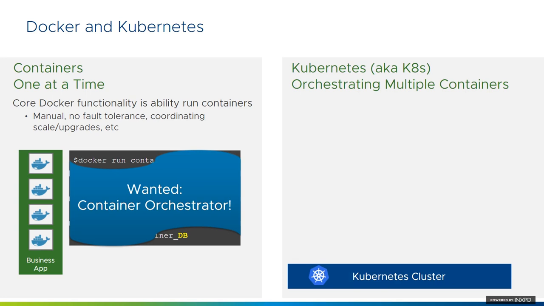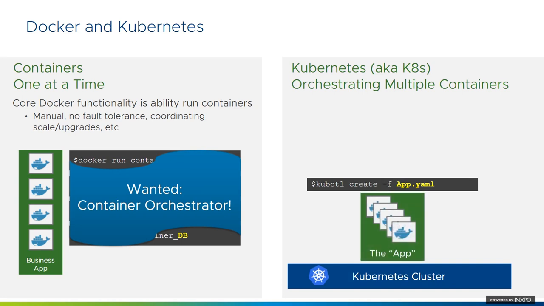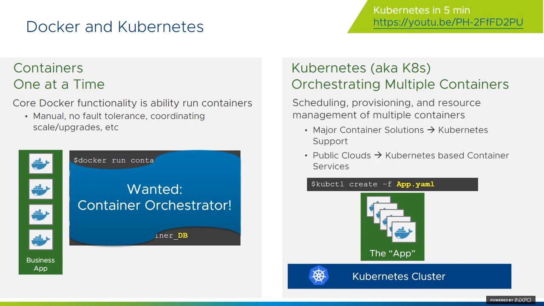I've got my Kubernetes cluster that I have an API with and I deploy and talk to. And what I'll do is I'll create a series of YAML files, a series of text files that specify not only the containers to run, but a lot of the parameters around load balancing and storage and so forth. And I can package this up, I pass it to Kubernetes, and it will just take care of running that entire business app for me. So scheduling, provisioning, and resource management of multiple containers, that's what Kubernetes is all about.